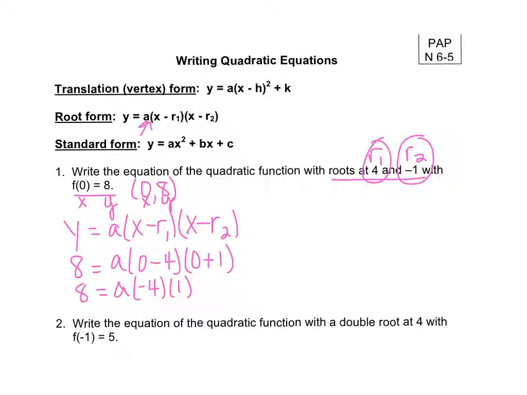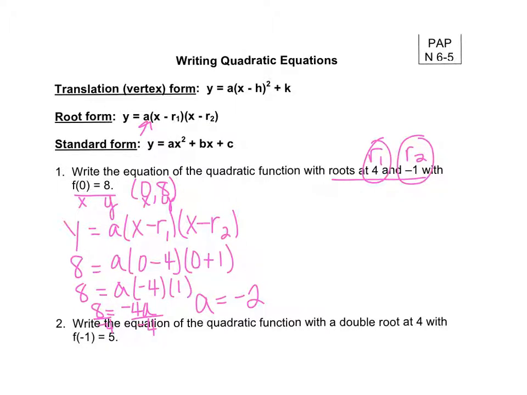So notice we're doing a times -4 times 1. I want you to rewrite this as -4a because we're just multiplying all those together, but we have a variable there, so put that -4 in front. So now we're solving for a. So now all I need to do is divide both sides by -4, and we have a equals -2.